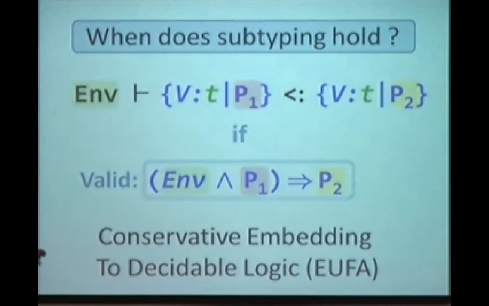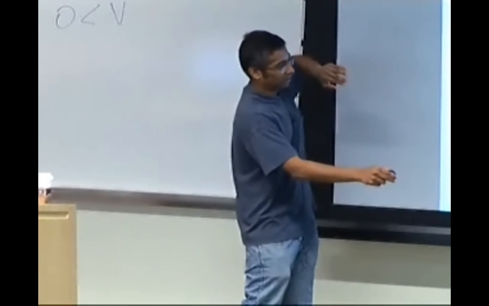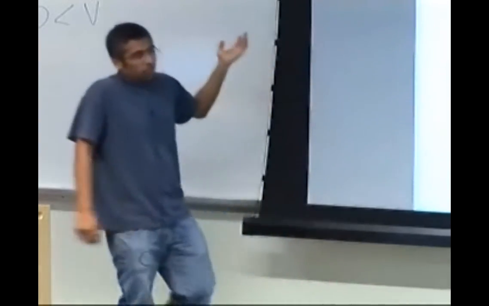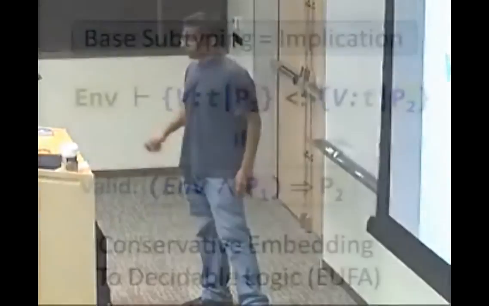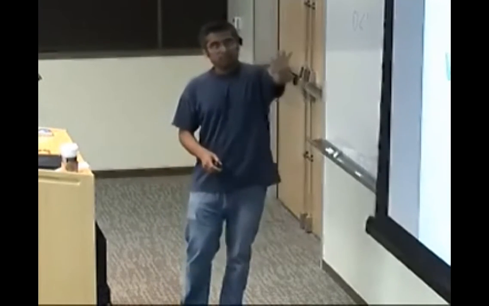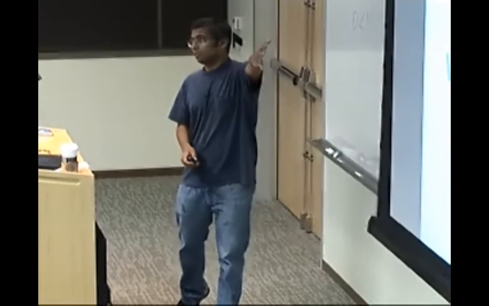But you basically take this whole thing and you turn it into a query like this. It's a query in a decidable logic. In our case, equality, uninterpreted functions, and arithmetic. Okay, so this, mind you, is just the base subtyping. There's all the fun stuff with functions and lists and so on and so forth. But in the end, it's all going to crunch down to this. Okay, just these base implication checks.